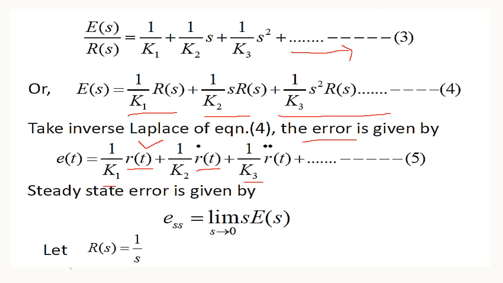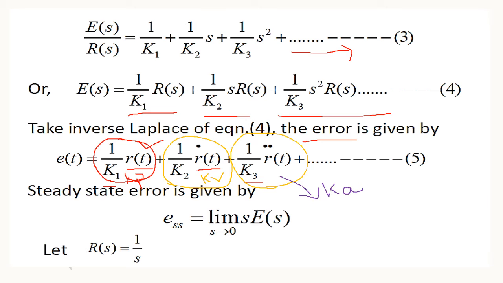So in this case r of t indicates the unit step function with the value kp. Now in this case it indicates a ramp function which has the value of kv, that is the velocity, and in this case it indicates the acceleration factor, that is ka, with a parabolic input. The steady state error is given by ESS is equal to limit s tends to 0 of s into E of s.